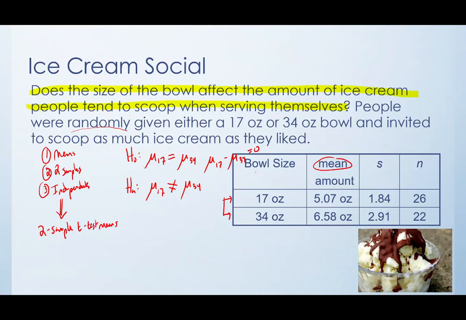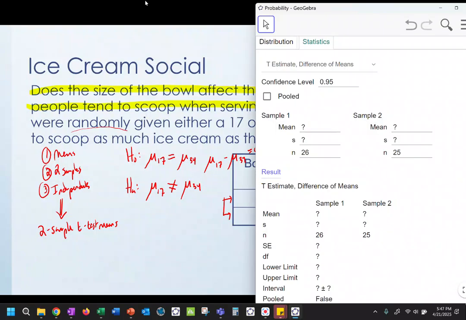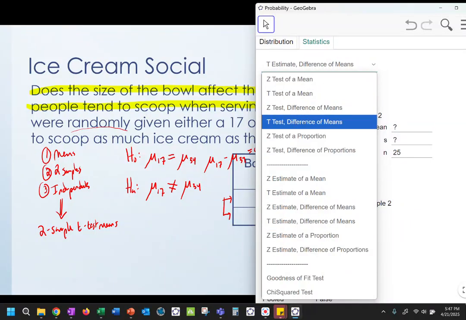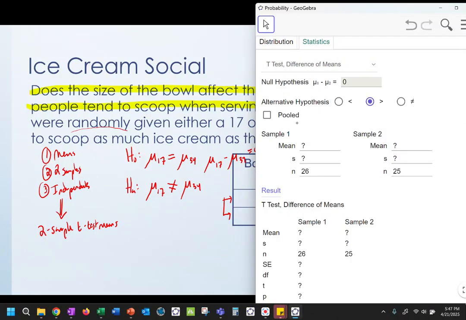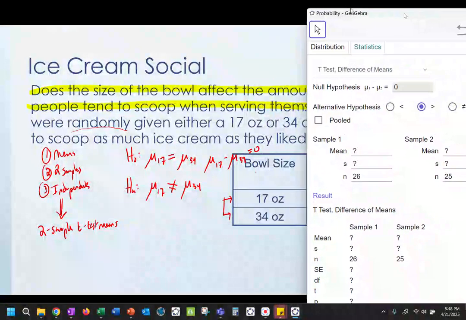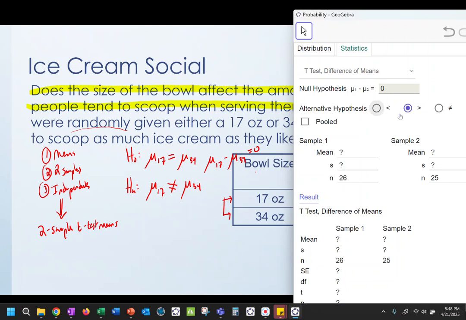Okay, so we've got all our information, and we're going to do this with GeoGebra as much as we can. Right? So we know it's means, we know it's a difference of means, and we're not doing a confidence interval, we are doing a hypothesis test, t-test. Okay, so 17 is going to be our first sample, 34-ounce bowl is going to be our second sample, and so our null is a statement that the difference is equal to 0, and our alternate is going to be a not equal to. And then we are going to put in all of our numbers.